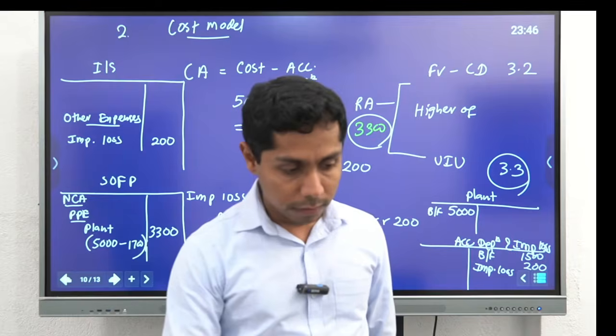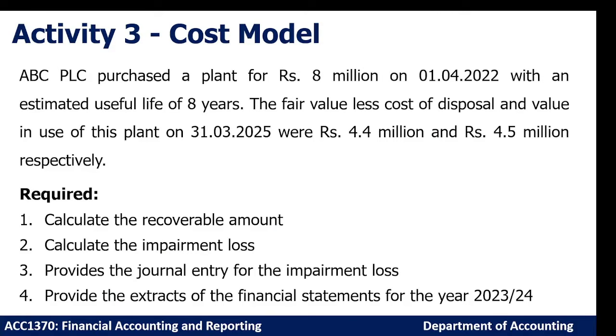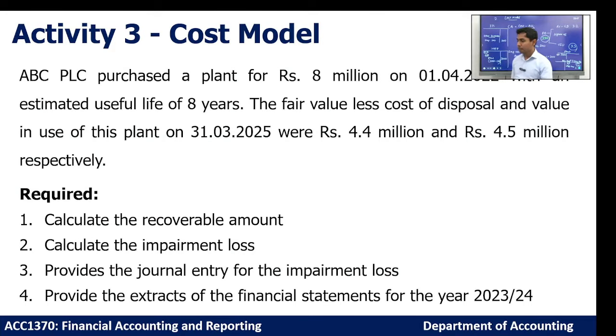We have another example under cost model, activity 3. AB PLC purchased a plant for 8 million on 1st April 2022 with an estimated useful life of 8 years. The fair value less cost of disposal and value in use of this plant as at 31st March 2025, meaning after 3 years time from the purchase, were 4.4 million and 4.5 million respectively.